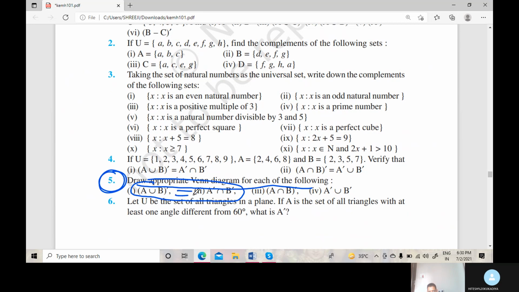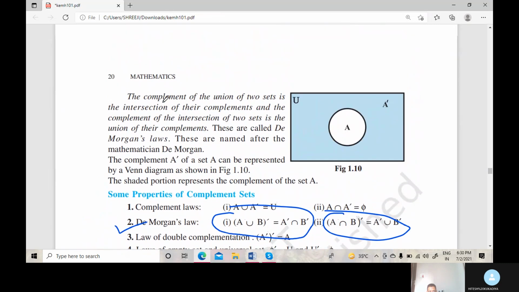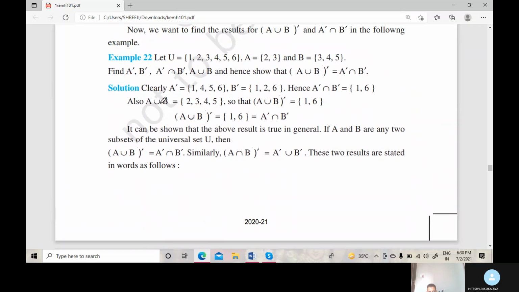We draw the first law here, and both figures are equal. And the third and fourth questions: A intersect B whole dash equal to A dash union B dash. So the third and fourth figures are also equal. Is that clear, students? Okay, so we already discussed this question, question number 5. Okay, now before exercise 1.5, any example remaining?